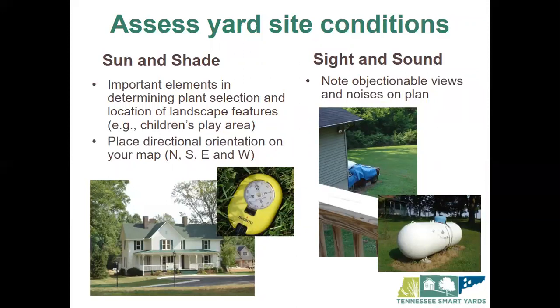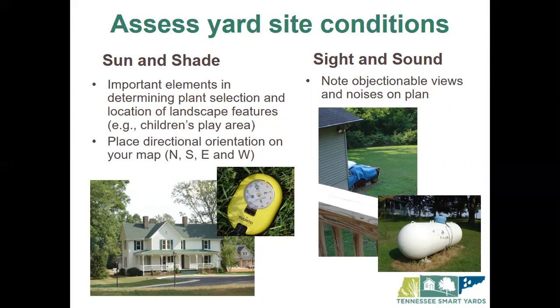Important elements, the very first one is determining your sun and shade, and also determining where the sun sets and where the sun rises in relation to your yard. So, for example, the evening sun on the western side of your house is going to be hotter than the morning sun on the eastern side of your house.